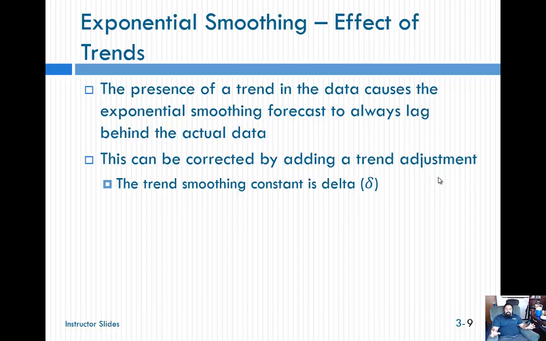In the homework, we are going to deal with simple moving average, weighted moving average, and exponential smoothing.